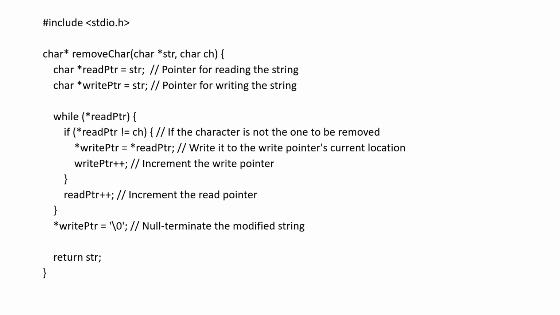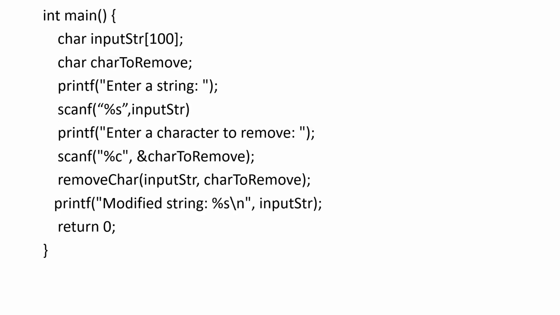If we write, then the write pointer is incremented. In both cases, the read pointer should be incremented to go to the next character. Finally, at the write pointer's location, we attach a null character to end the string, and then the string is returned. The value that we return is a string, so that is why we have written char * as the return type of the function.